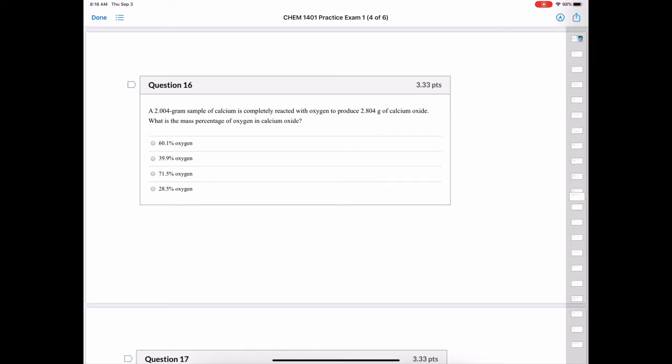Question number 16 says, a 2.004 gram sample of calcium is completely reacted with oxygen to produce 2.804 grams of calcium oxide. What is the mass percentage of oxygen in calcium oxide? Well, we have the mass of our calcium oxide, which is 2.804, and we're starting out with this much calcium, 2.004 grams. So that means that the remainder of the mass, anything that doesn't take up that 2.004 grams, is going to be oxygen.